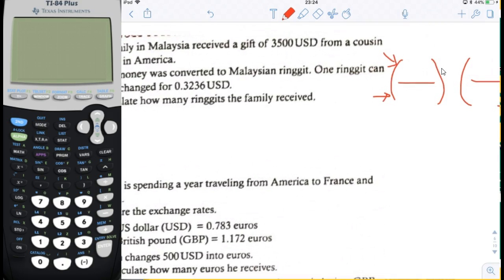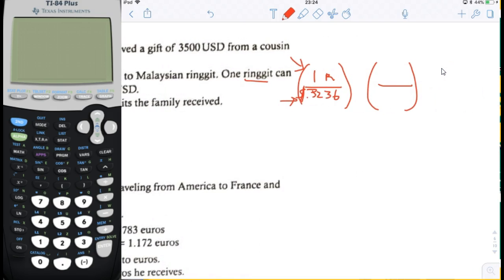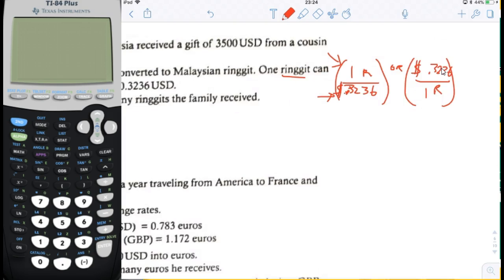So for example, they gave us an exchange. The exchange they gave us is 1 ringgit. I don't know what the symbol is for ringgit, but let's say it's R. 1 ringgit can be exchanged for 0.3236 dollars, US dollars. Okay? So we might use this domino where dollars is on the bottom. And the other possibility is we use this domino where dollars is on top and ringgits is on the bottom. So which domino are we going to use to do the conversion?